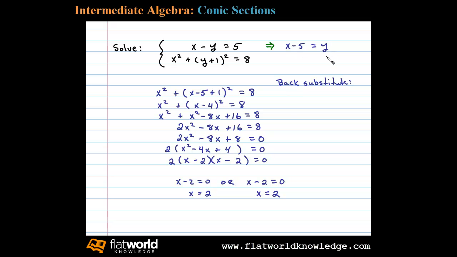And I'll go ahead and back substitute into this equation. We have y equals x minus 5, and we know x is 2, so we'll write 2 minus 5. In other words, y equals negative 3. Okay, so the answer here should be presented as an ordered pair, x comma y. So this system has a common or a simultaneous solution at 2 comma negative 3.